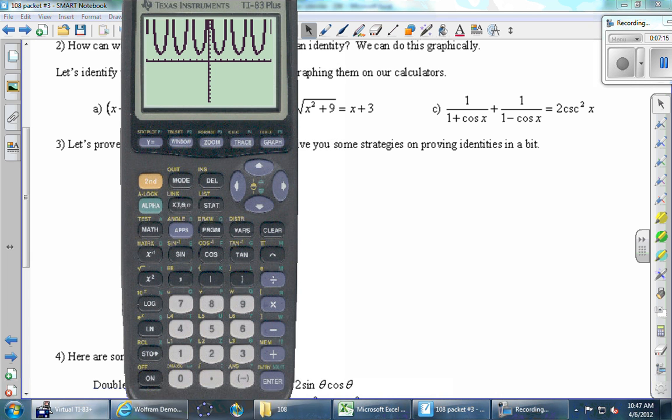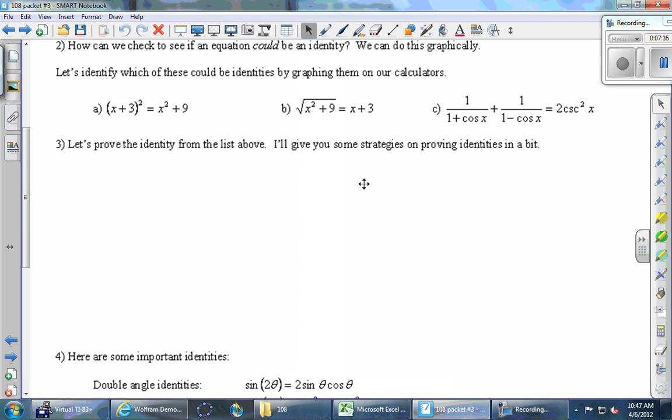It's compelling, but it's not proof. Isn't it possible that these don't exactly land on each other? There's only pixels that I'm looking at. It might be close, but not perfect. Isn't it also possible that it looks perfect here in the middle, but if I were to go a little bit further to the right on my viewing window, they would look very different? Okay, so we can never prove an identity by looking at the picture, but the picture can certainly give us a sense of whether or not something has any chance of being an identity.